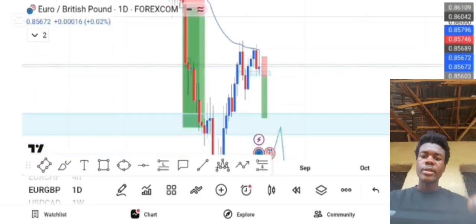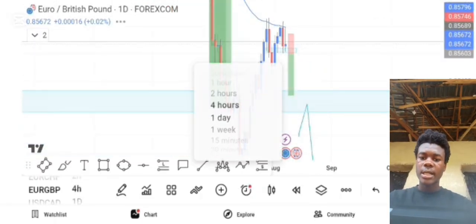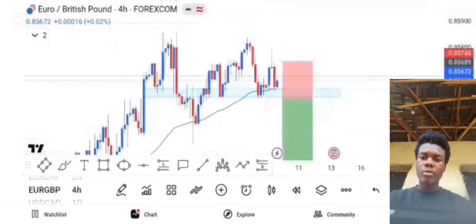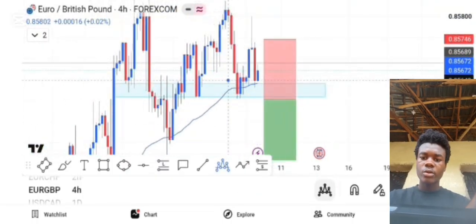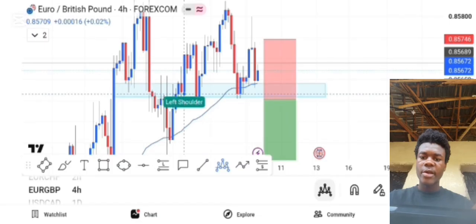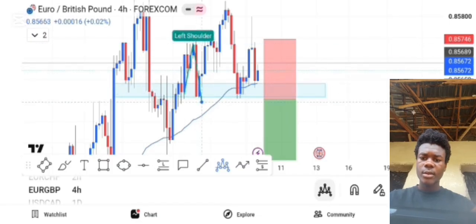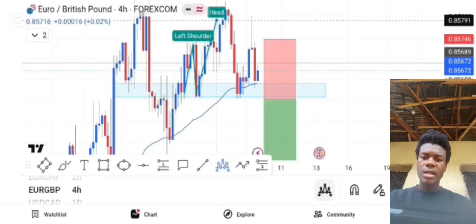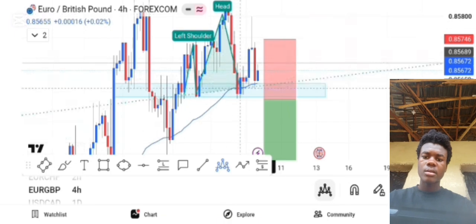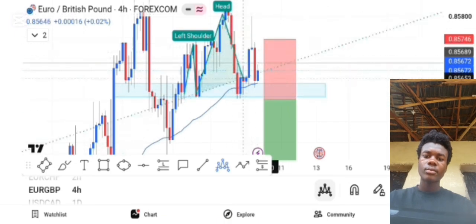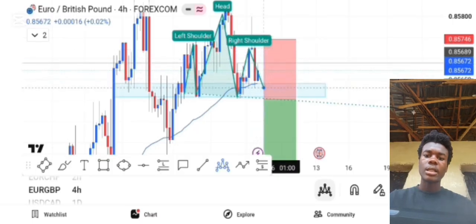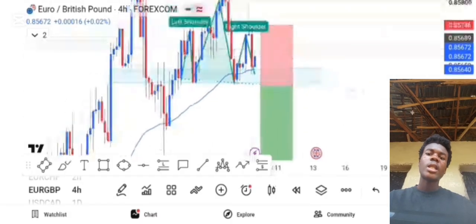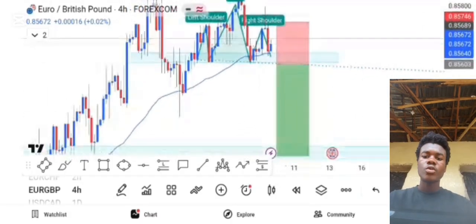So what I was waiting for, I'll go down to the 4-hour time frame. I think on the 4-hour time frame, we're having a very strong reversal pattern right here. We're having a left shoulder, head, right shoulder on the 4-hour time frame. As you can take a look, left shoulder, head, right shoulder. So the head and shoulders is a very strong reversal pattern.